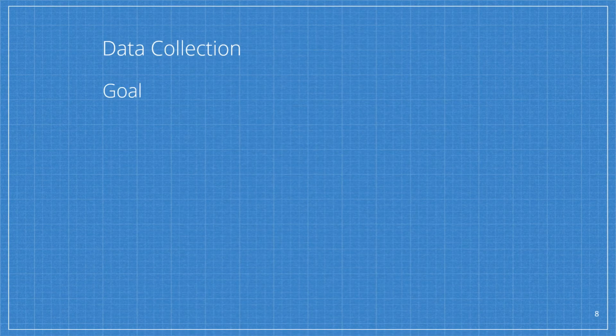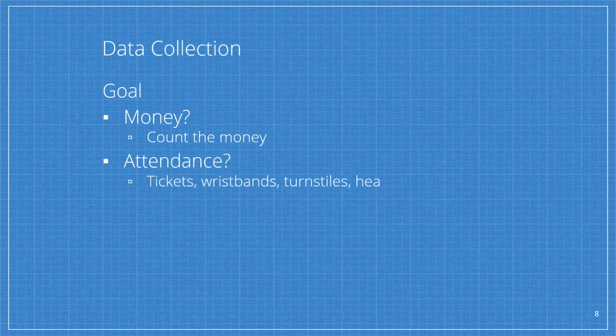If you know what information you want, the next question is, what data will you need to examine? If your goal is related to money, you'll need to know how much money was made. That's pretty easy. You take in money, then you count it. If it's related to attendance, you'll need to know what the attendance was. That's a little harder. Are you going to track attendance through ticket sales, wristband numbers, turnstiles, or just have someone there counting heads?